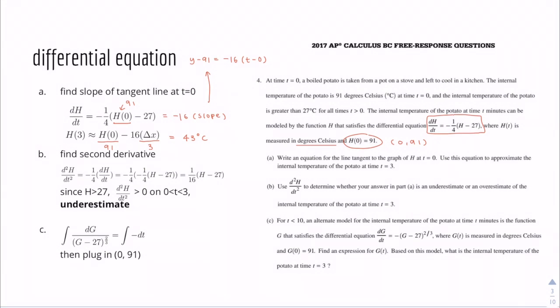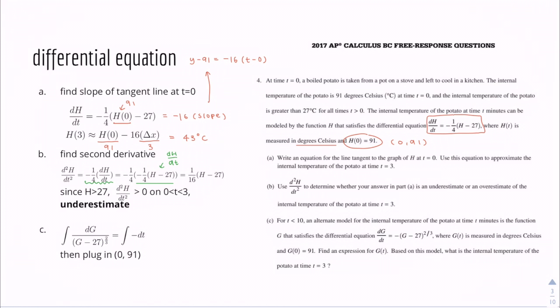For part B, we are asked to find the second derivative of H(t) and to determine whether the answer in part A is an underestimate or overestimate. By taking the derivative of dH/dt, we can get the second derivative of H(t), which is negative 1/4 times dH/dt. As we know the equation for dH/dt from the question, we can plug that back in and get a simplified version, which is 1/16 times (H minus 27).